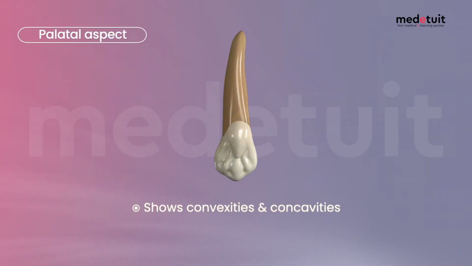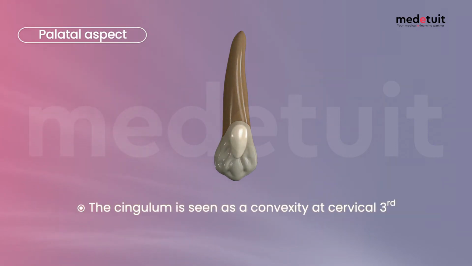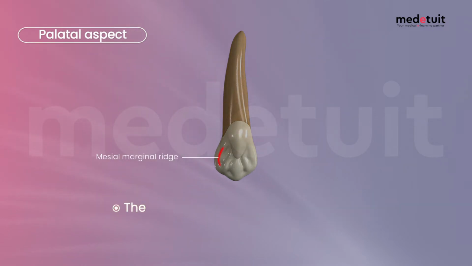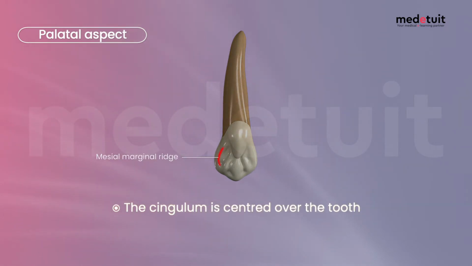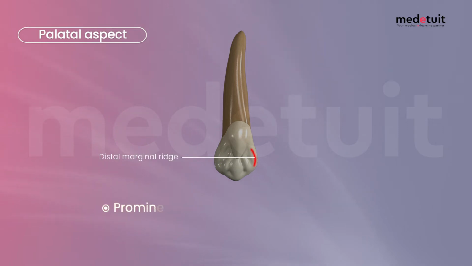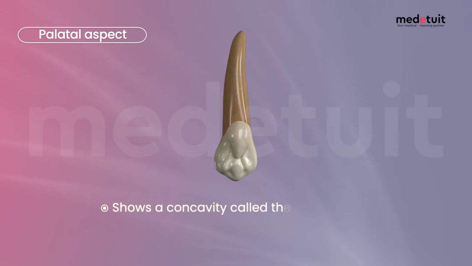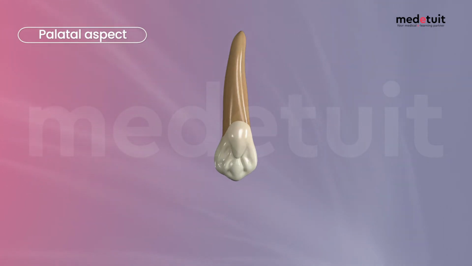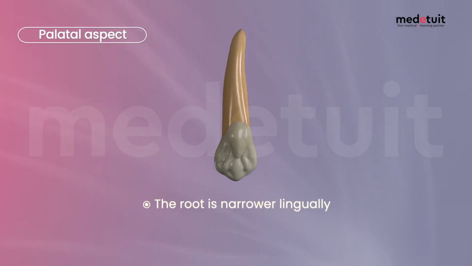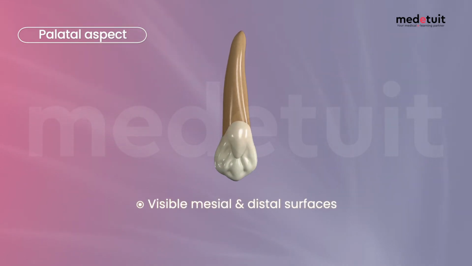The palatal aspect of the canines also shows convexities and concavities. The cingulum is seen as a convexity at the cervical third and is very prominent, resembling a cusp. The cingulum shows greater development than that of the central incisor. In the mesiodistal direction, the cingulum is centered over the tooth. Both the mesial and distal marginal ridges are prominent. The lingual aspect of canines shows a concavity called the lingual fossa. The root is narrower lingually, and much of mesial and distal surfaces are seen from this aspect.